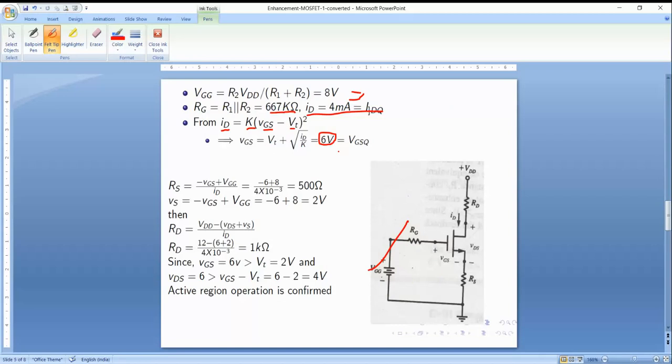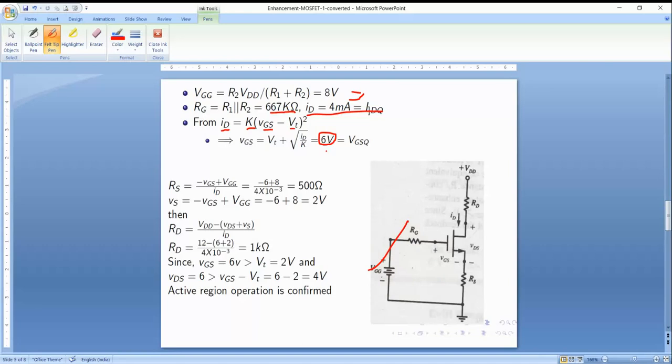I'll repeat once again. The enhancement MOSFET is considered in the active region. Then ID is equal to K into (VGS minus VT) whole square. ID is given as 4 milliamperes. K is given as 2.5 milliampere per volt square. VT is given as 2 volts. Unknown is VGS. Substituting this in the equation, we got VGS is equal to 6 volts.